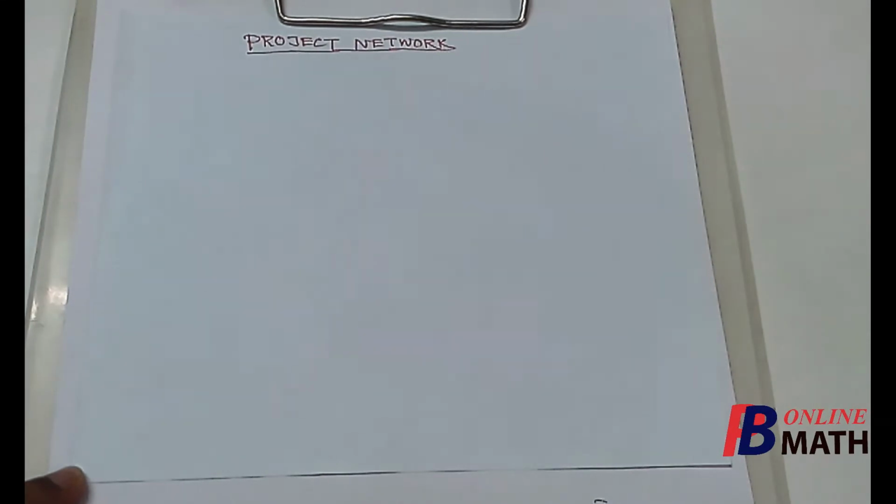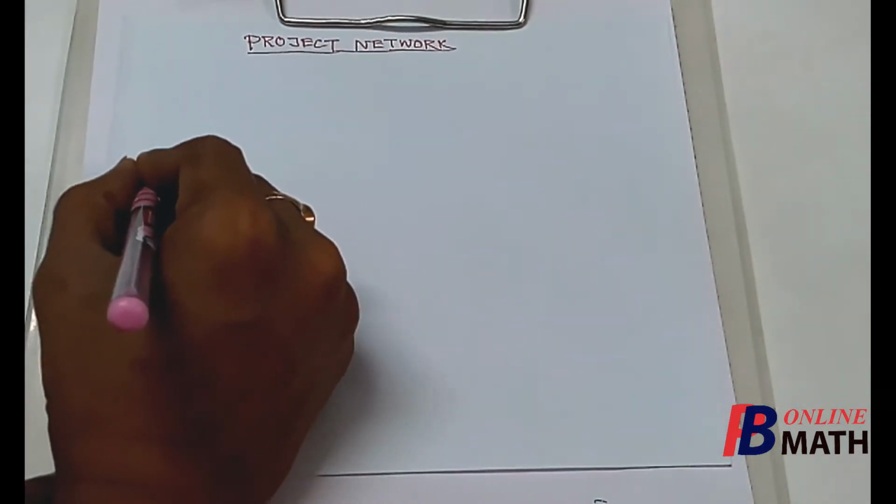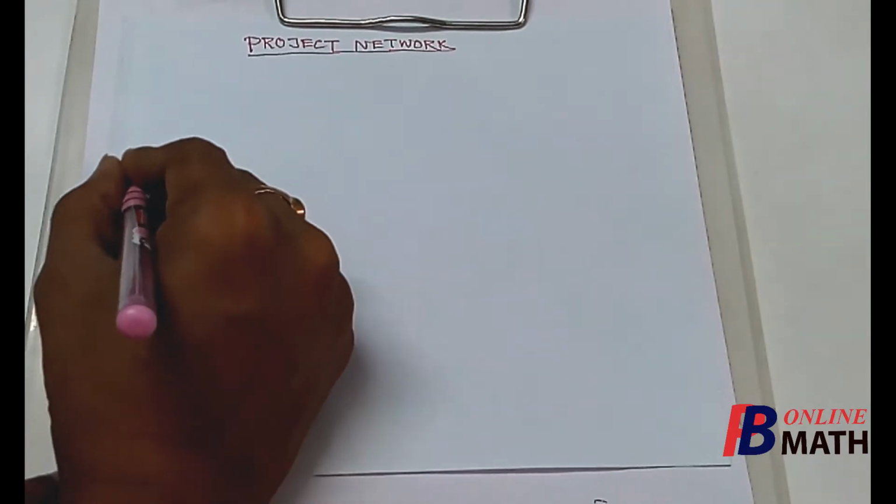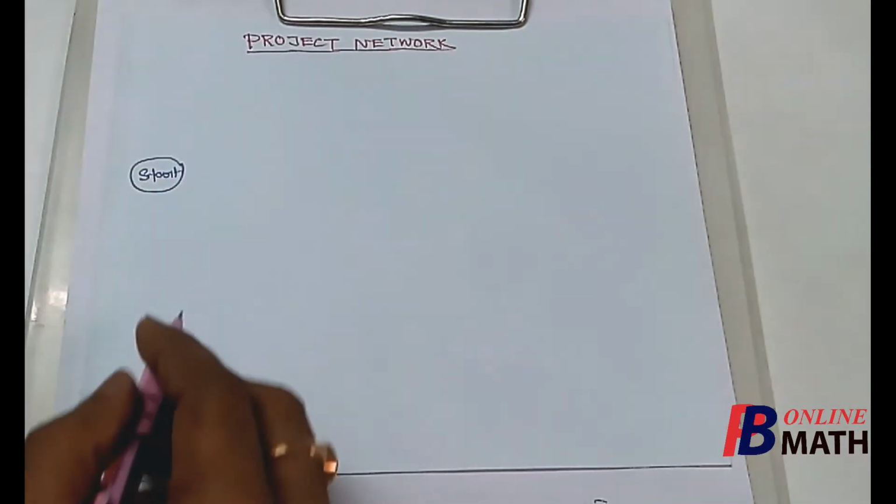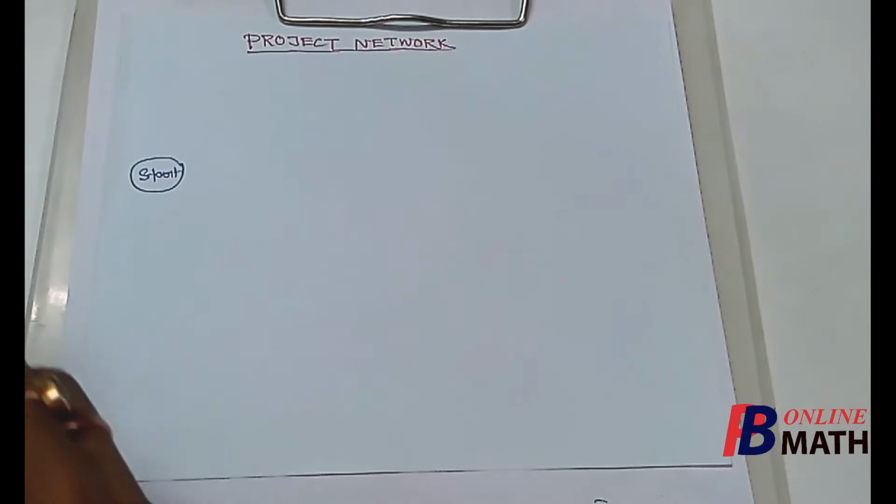As I have said, we shall express the project in terms of a network, and this network will be called the project network. So let us start. Our first node of this network will be the start node. So we shall write start. This does not represent any activity, but it is the starting node.